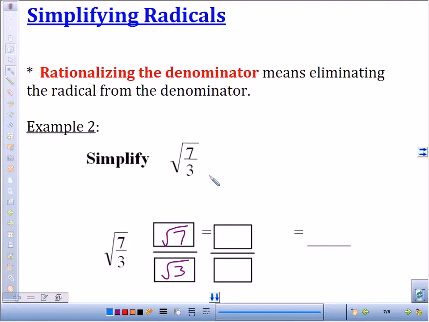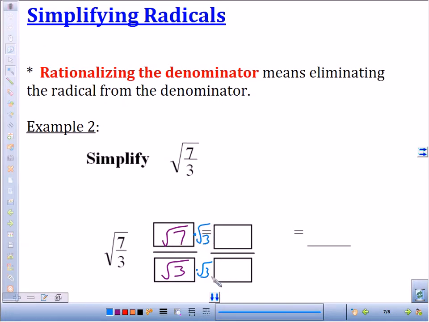So here's what I'm going to do. I'm going to multiply both the top and the bottom of the fraction by the square root of 3. If I multiply both the top and the bottom of the fraction by the square root of 3, I would get 3 times square root of 3 times the square root of 3, and square root of 7 times the square root of 3.